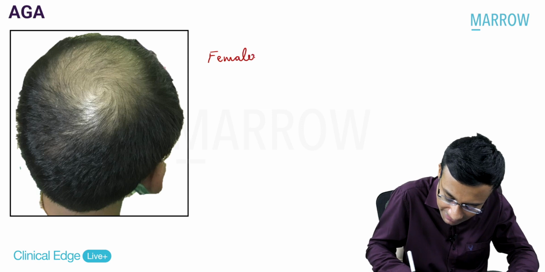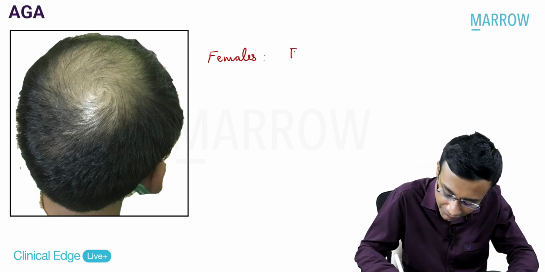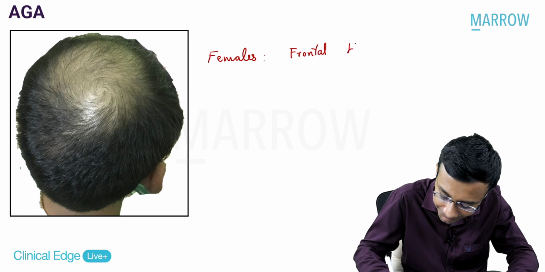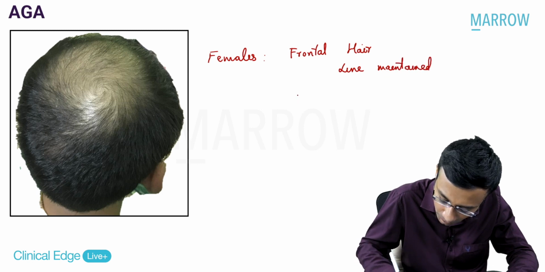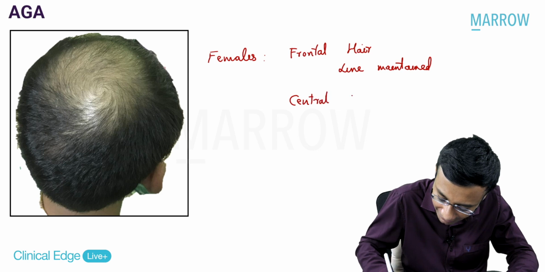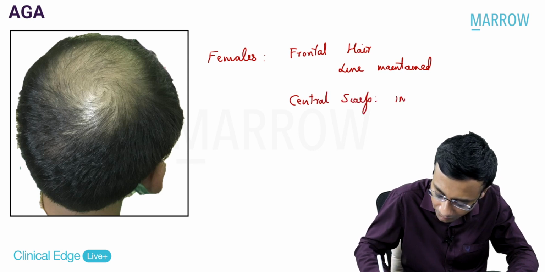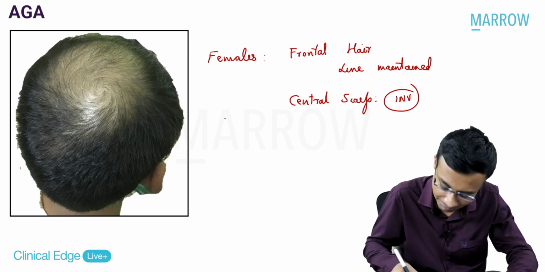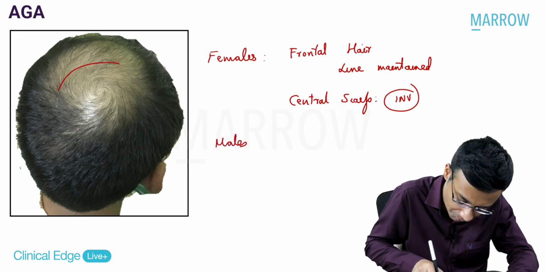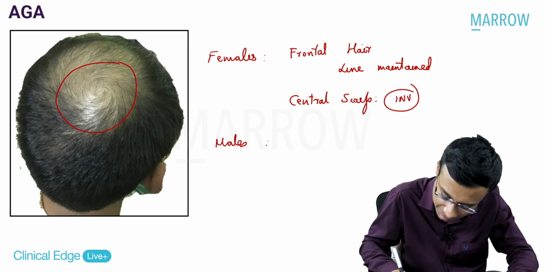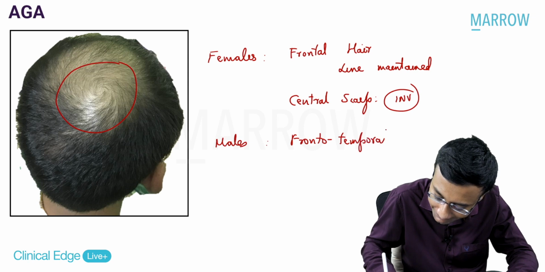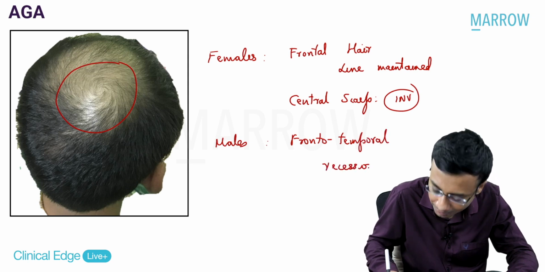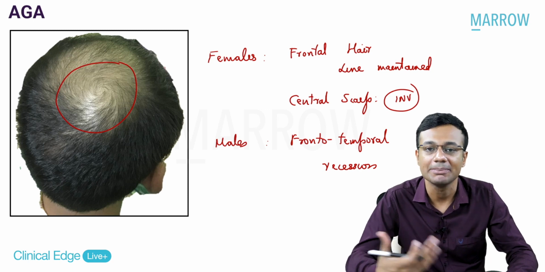So please remember, students, in females, what is going to be happening is the frontal hairline is maintained. So in women, generally what happens? The frontal hairline is maintained and there is loss of hair over the central scalp. So central scalp gets involved in females, whereas in males, what is going to happen? There is balding of the vertex, and always remember there is frontotemporal recession. So these are the important points to diagnose patterned hair loss in men as well as women.